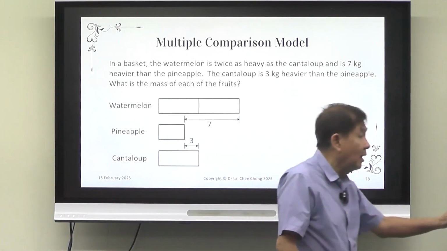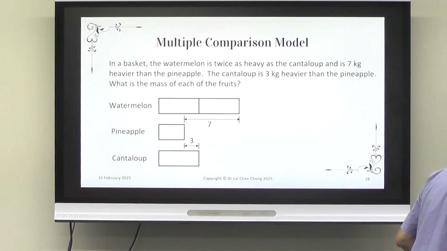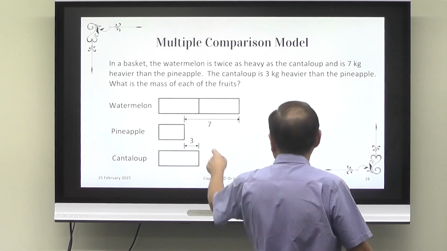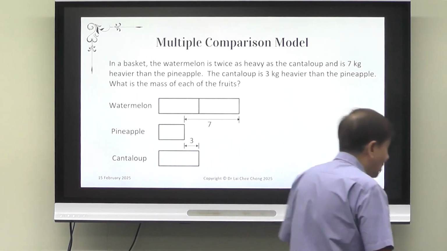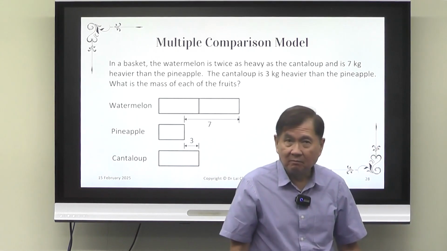If I draw it in this way, I can still do it. So if I do it this way, what do I do? 7 kg, but this 7 kg is compared here. Am I right? Yes. I must be able to do it this way, and then this one compared with this one, it must be like this. Am I right? So there are many ways of doing it. And then compare with the pineapple and the cantaloupe. This part here is 3 kg. Am I right to say that?